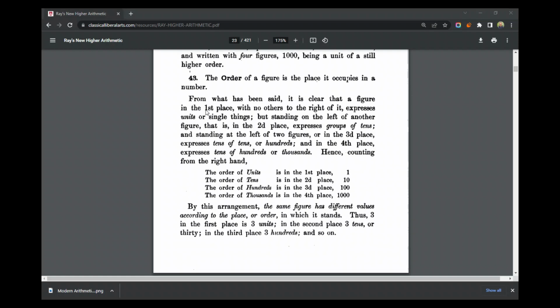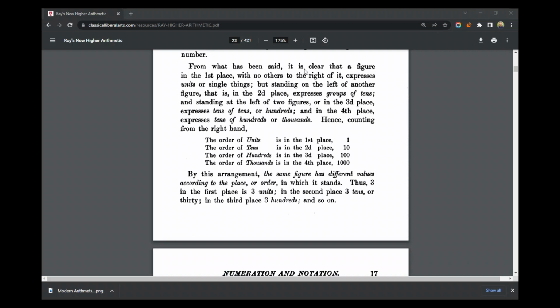Article 43. The order of a figure is the place it occupies in a number. And remember, this is the method by which numbers are expressed in Arabic notation. Arabic notation uses different orders to allow any number to be expressed using only 10 different figures. It does so by placing those figures in different orders. The order of a figure is the place it occupies in a number.